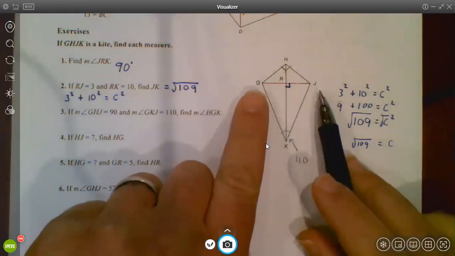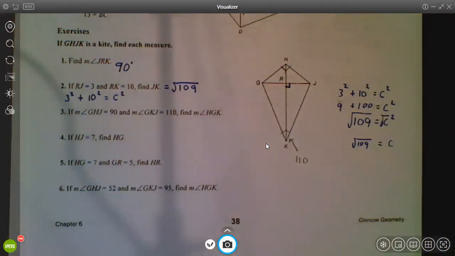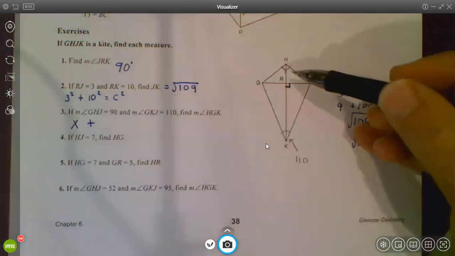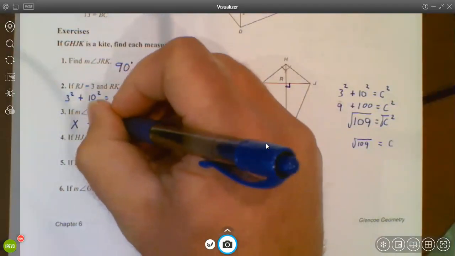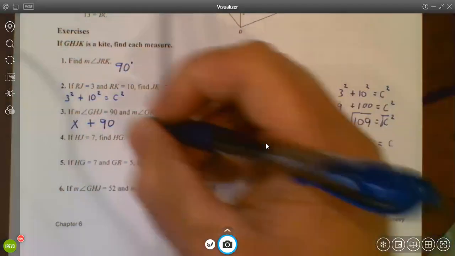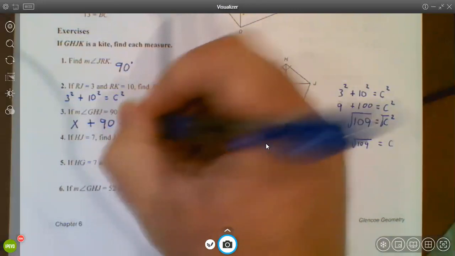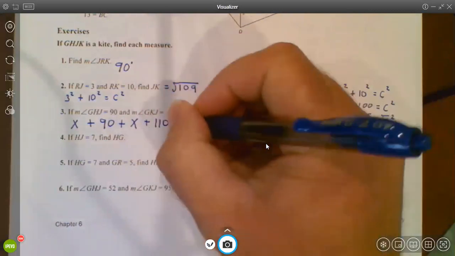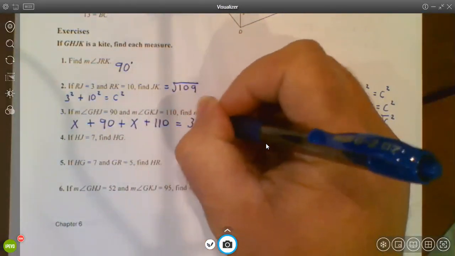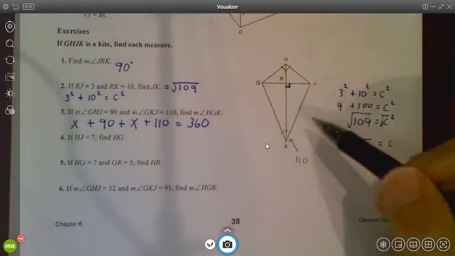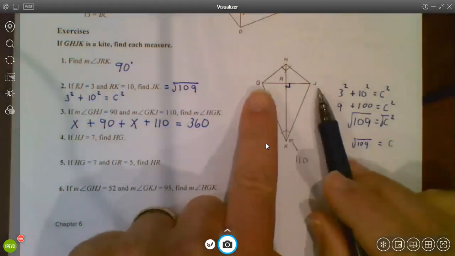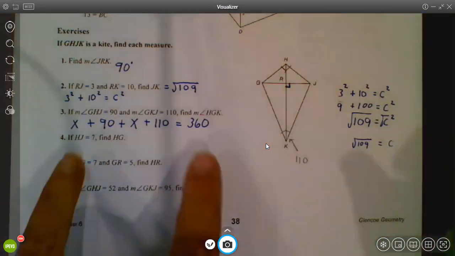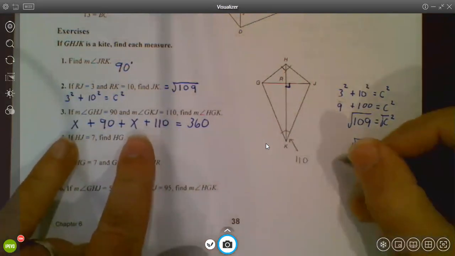Since these are the same, I'm just going to call them both X. So I'm going to say angle G plus 90 plus angle J, which I'm also calling X because they're the same value, plus 110 equals 360. So 2 real big rules in there. Remember that all 4 add to 360, and remember that you get one pair of congruent angles. And so now we can go ahead and solve that, just some algebra here. So combine like terms.